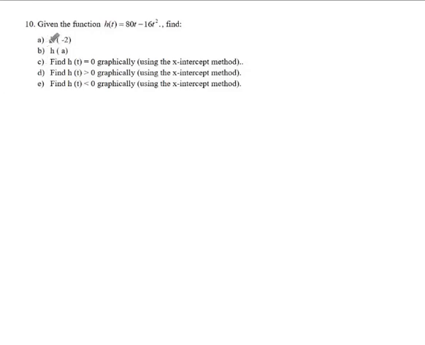Okay, here given a function h of t is equal to 80t minus 16t squared, we want to find for part A what h of minus 2 is. For part A, to find h of minus 2, you look at the h function and you substitute for each t minus 2. So you have 80 times minus 2.